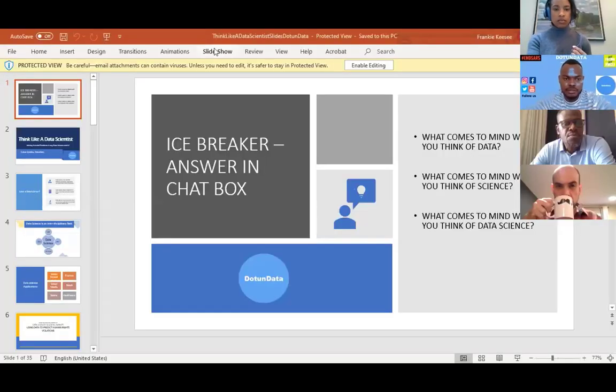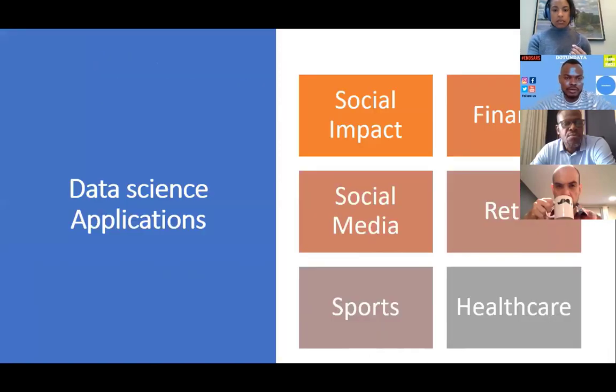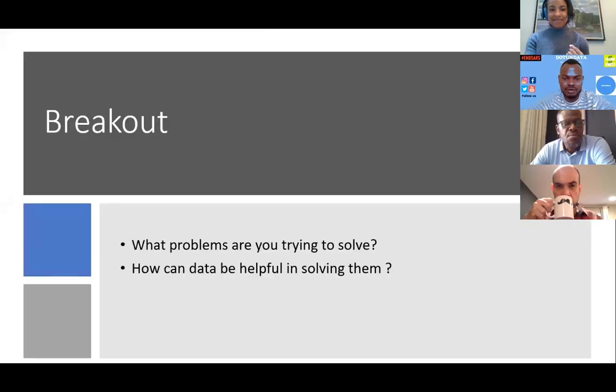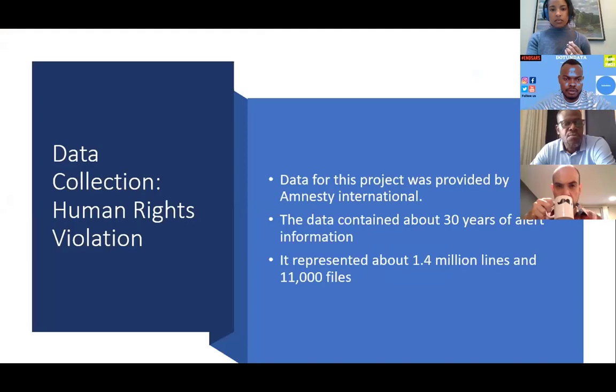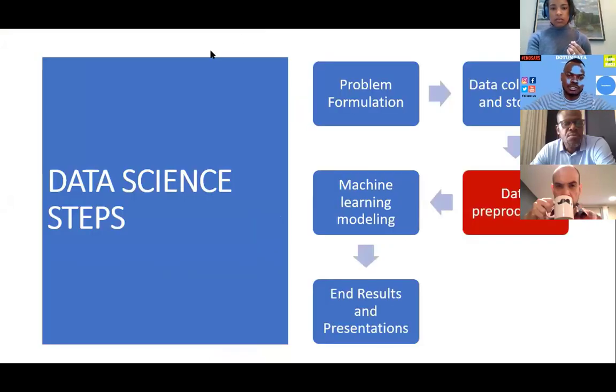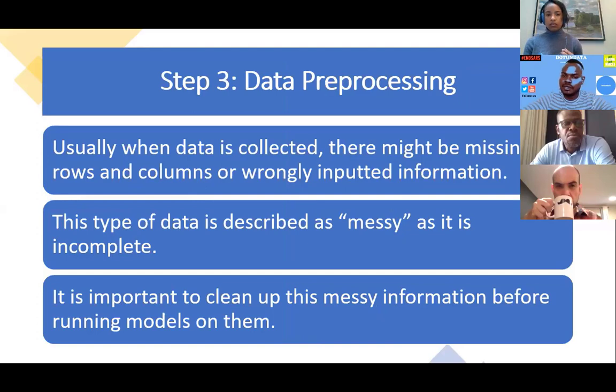So after the data collection step, we go into data preprocessing. In the data preprocessing stage, this is the process that is taken before going into our machine learning model. Usually when data is collected, there might be a lot of information that is missing, such as rows and columns, or there might be some wrongly inputted information. And this type of data is actually described as being messy. It is important that we clean up this information before running our models on it.